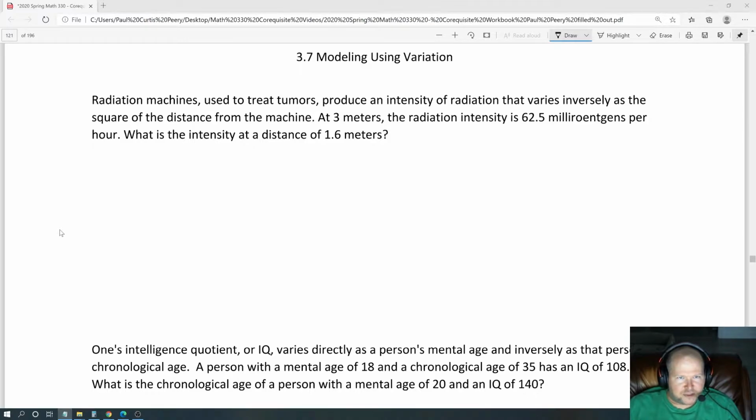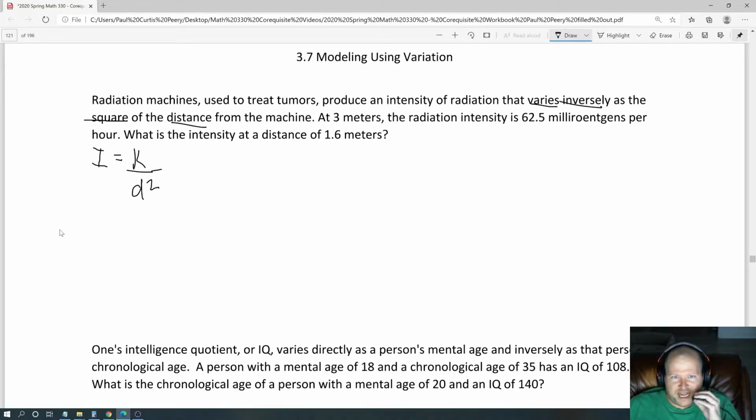Okay, so we have an intensity of radiation, so I'll use I for intensity, which is equal to, varies inversely. Now it says varies, so we know we're already equal to k. Then it says inversely, which we know means division, as the square of the distance. So distance squared. You don't have to use the variables I use if you don't want to.